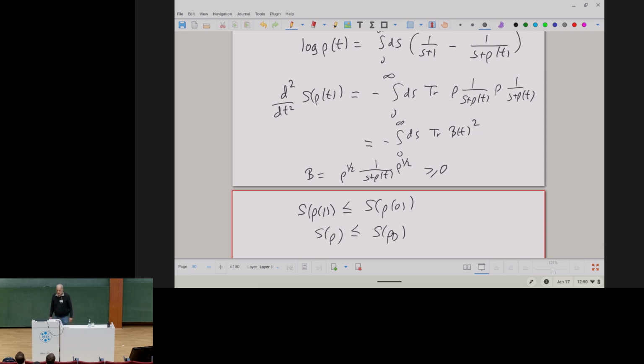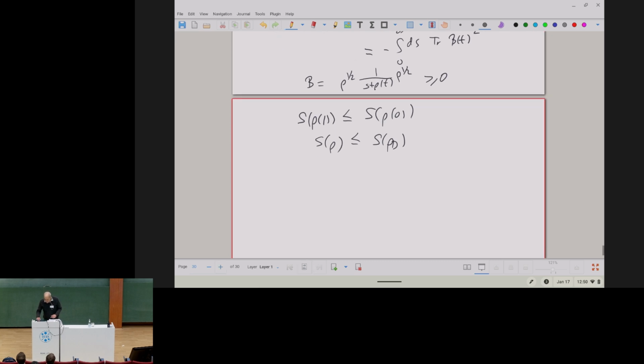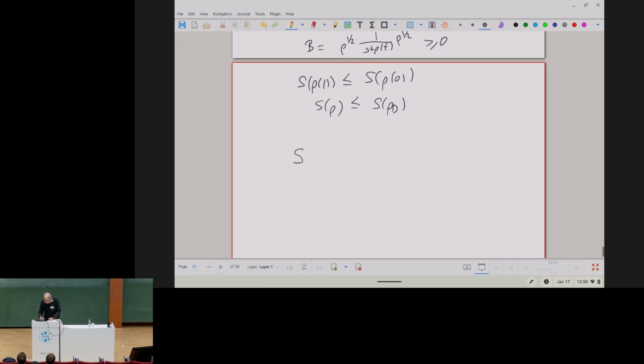So we've proved, well, we finished the proof of the fact that relative entropy is non-negative. So after lunch, we will make use of that fact a few times. But we'll stop here.